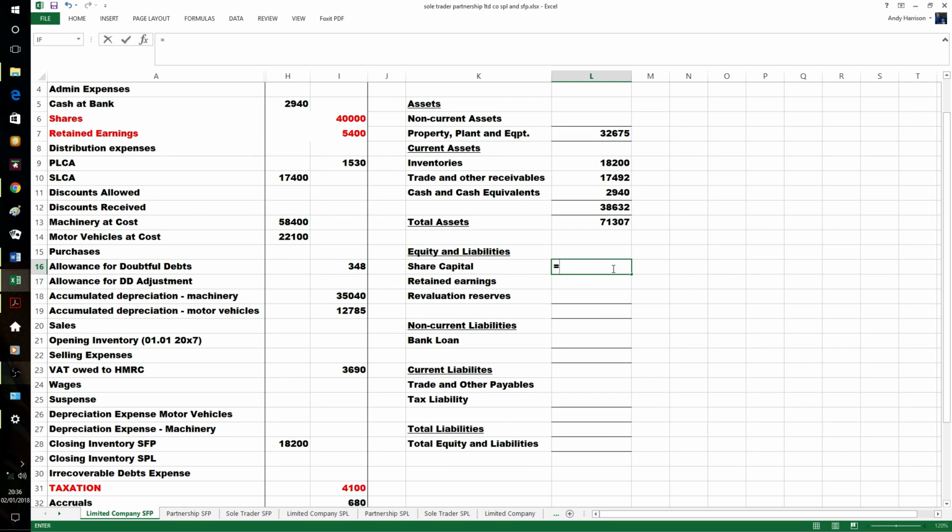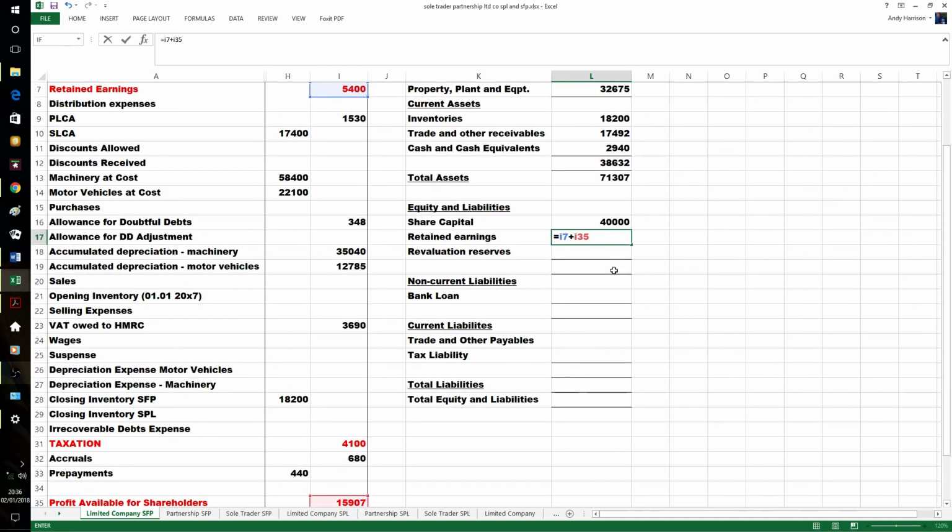Share capital, that's straightforward. Retained earnings is the opening balance as per the trial balance and the profit figure. The new retained earnings, effectively the money that has been left in the business. There's no revaluation reserves. That's most of the balancing act. There's no bank loan, but that's the way it would be if there was one.